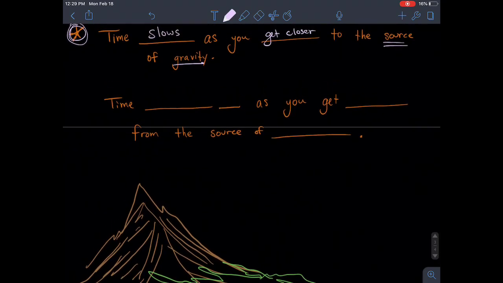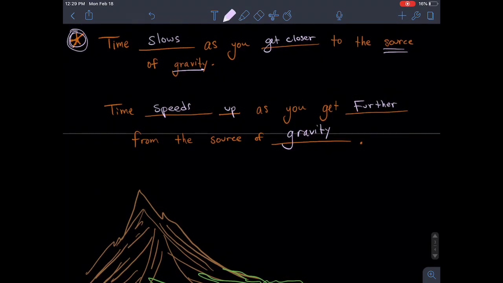That means then time speeds up as you get further from the source of gravity. That's worth repeating. Time slows down when you get closer to a source of gravity. So here on Earth, time would be slower than if you were to go further and further away from the Earth. Time would actually speed up. So time speeds up as you get further from the source of gravity.